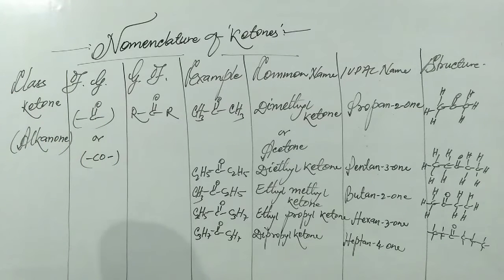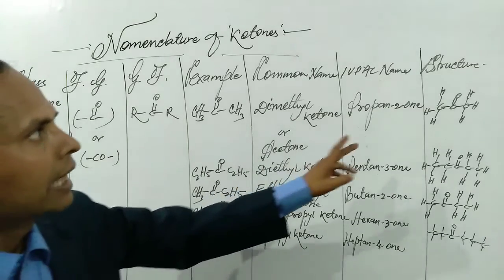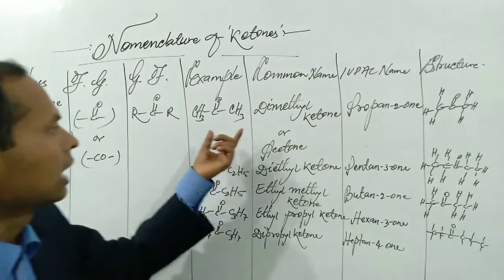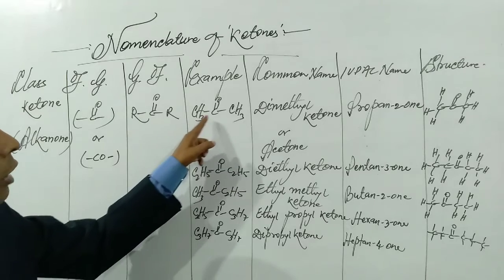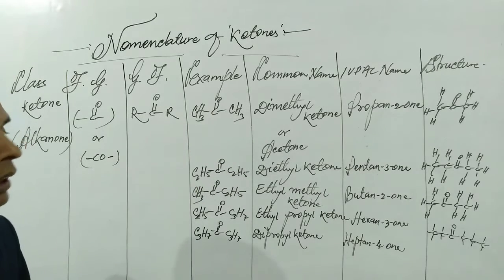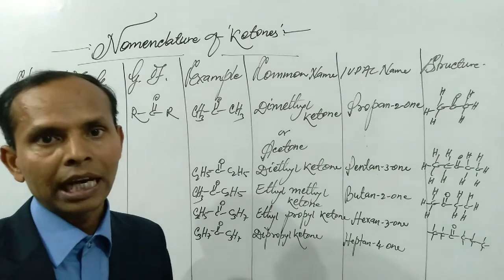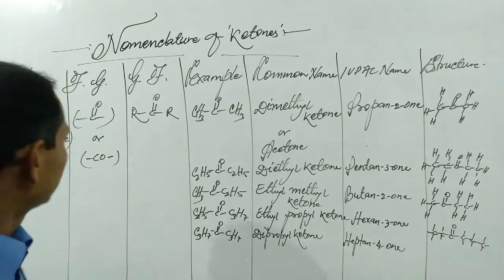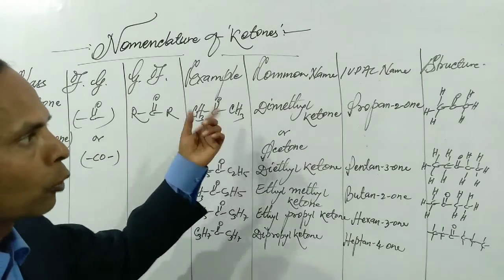In case of IUPAC name of such compound, we see that the IUPAC name will be alkanone. So in order to write the IUPAC name, we can count the total number of carbon atoms. The total number of carbon atoms is found to be 3. In case of 3 carbon, the parent hydrocarbon will be propane, and the IUPAC name will be alkanone. So the name of such compound is propanone.